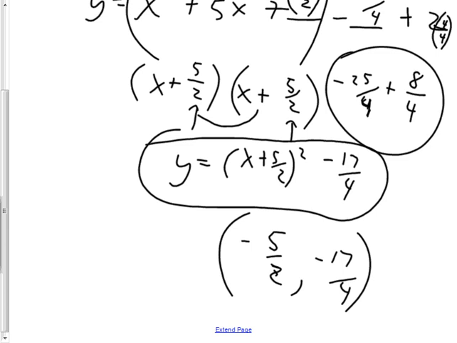Okay. And what if they wanted the axis of symmetry? It's really easy. X equals negative 5. Okay.